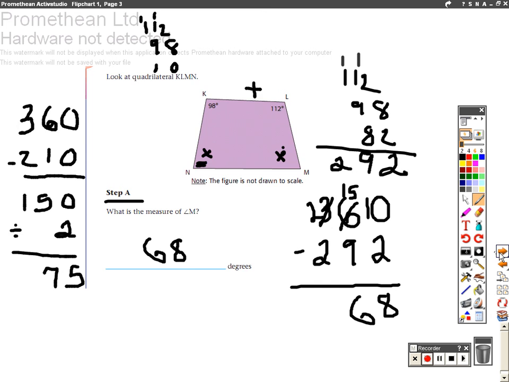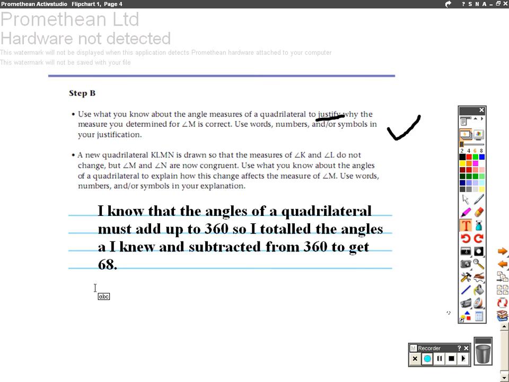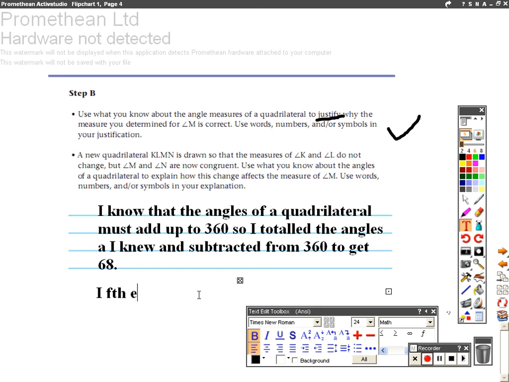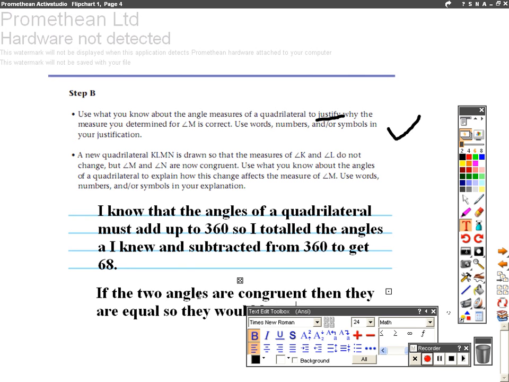Okay, so let's go back to finish this out. If the two angles are congruent, then they are equal. So they would have to each equal 75 degrees. And that's enough because the work that I did previously is shown on the paper. So that would tie into this, and that counts as using symbols in your explanation.